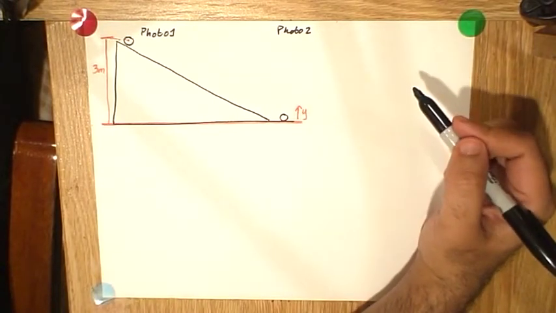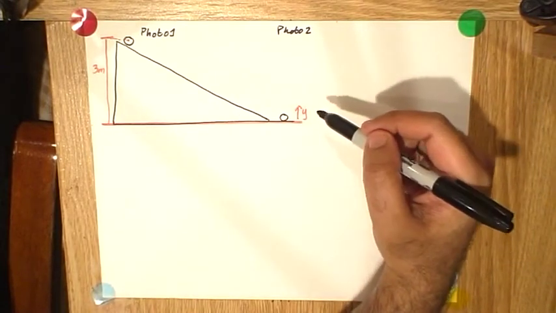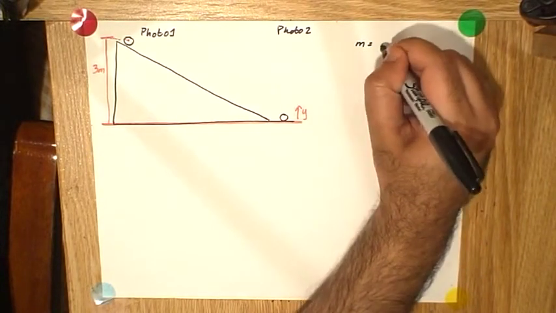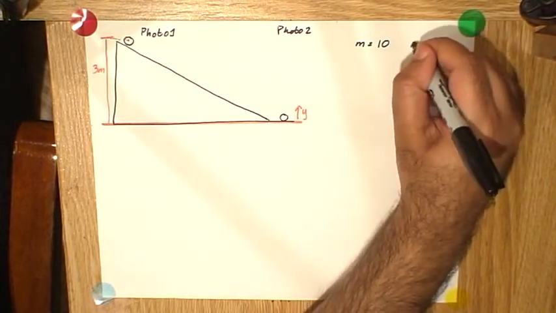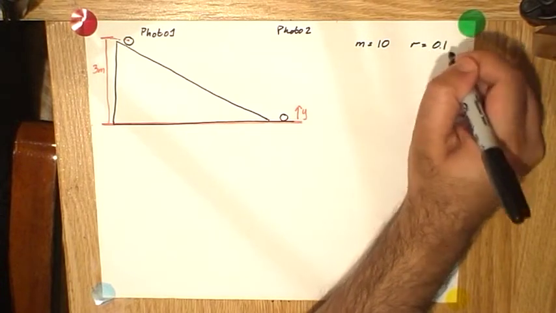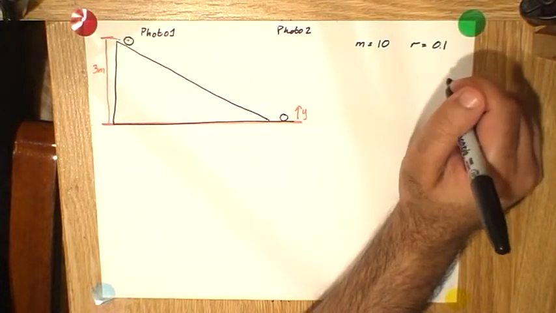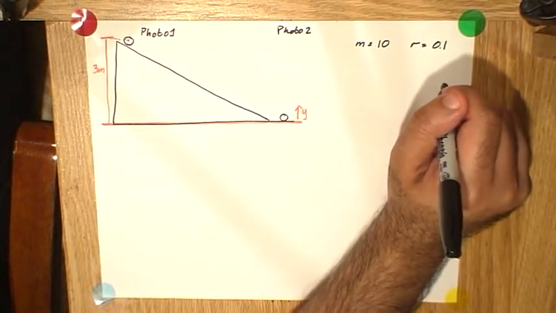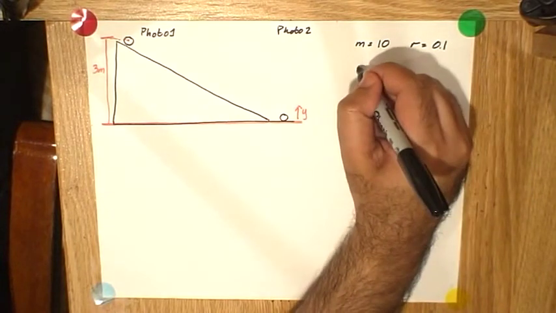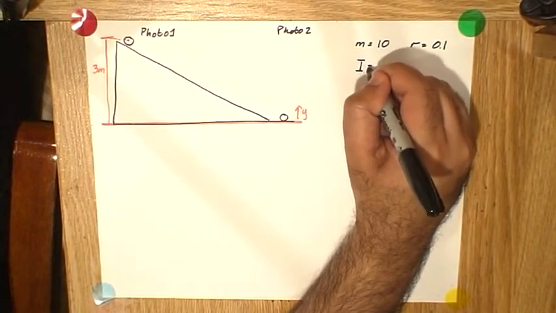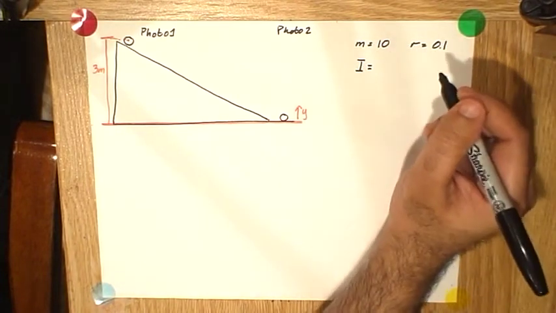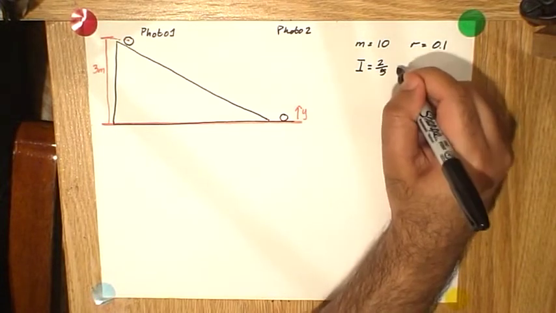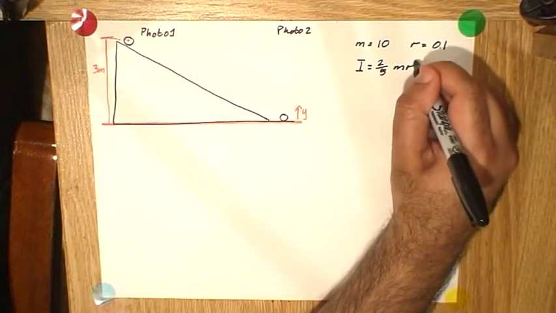Now, let's write down all of the information that we know about this ball. Its mass is 10 kilograms. Its radius is 0.1. And we need to know its moment of inertia because that's going to play a big role in this calculation. The moment of inertia for a solid sphere, you can find this in your textbook, by the way, is given as 2/5 times mass times radius squared.